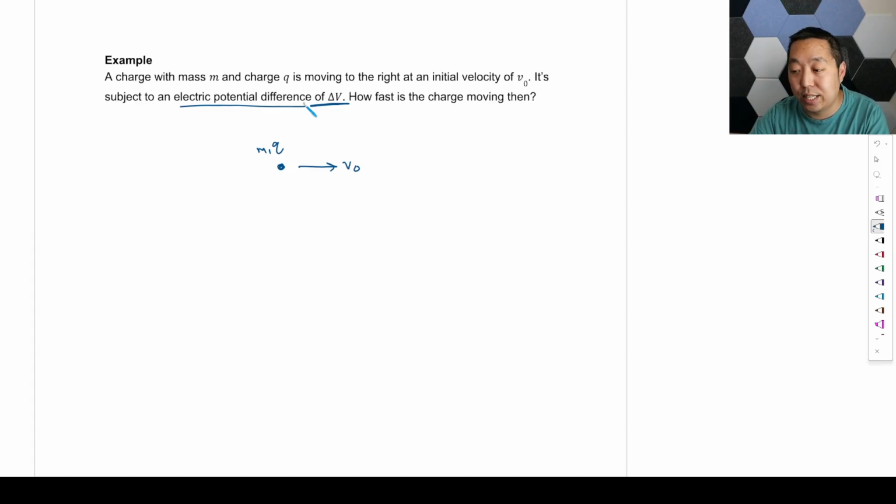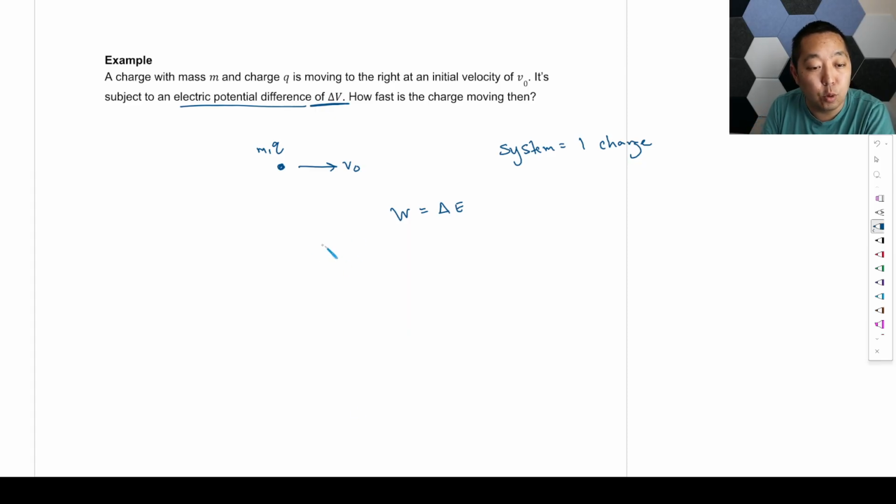There's something external that's happening there, right? Because now that electric potential difference is due to some external charges. So the system, we don't know anything about that. So the system is just going to be our one charge, right? And so what we want to think about is the work, the change in energy, right? And so what is the work done by that electric potential difference?